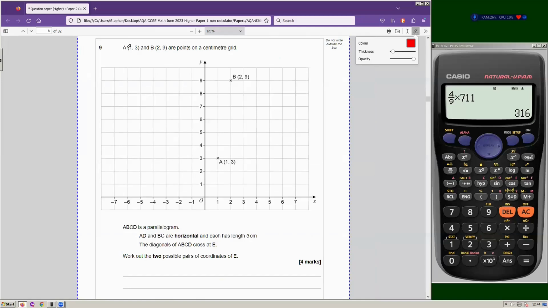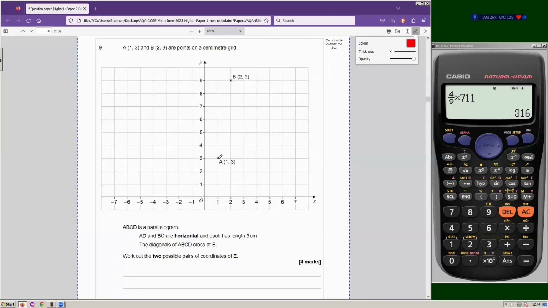Question 9. A (1, 3) and B (2, 9) are points on a centimetre grid. ABCD is a parallelogram. AD and BC are horizontal and each has a length 5. The diagonals of ABCD cross at E. Work out the 2 possible pairs of coordinates of E.